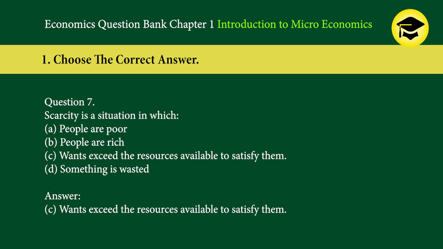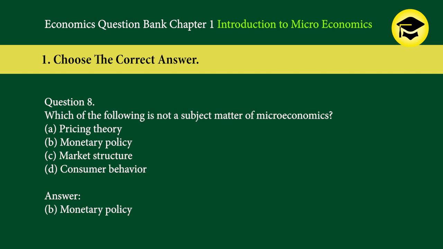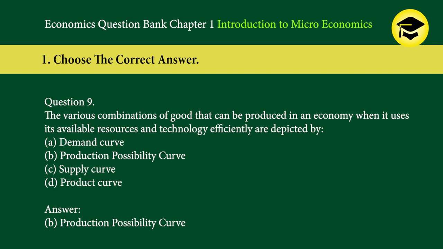Question 7. Scarcity is a situation in which A. People are poor. B. People are rich. C. Wants exceed the resources available to satisfy them. D. Something is wasted. Answer C. Wants exceed the resources available to satisfy them. Question 8. Which of the following is not a subject matter of microeconomics? A. Pricing theory. B. Monetary policy. C. Market structure. D. Consumer behavior. Answer B. Monetary policy.